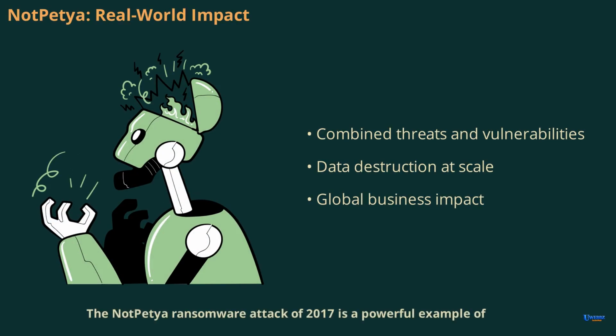The NotPetya ransomware attack of 2017 is a powerful example of how combining multiple threats and exploiting critical vulnerabilities can cause widespread damage. NotPetya masqueraded as ransomware, but was actually a wiper, destroying data. It exploited software vulnerabilities like EternalBlue and configuration weaknesses such as unpatched systems and weak credentials. The attack spread rapidly, impacting critical infrastructure and causing billions in damages worldwide.